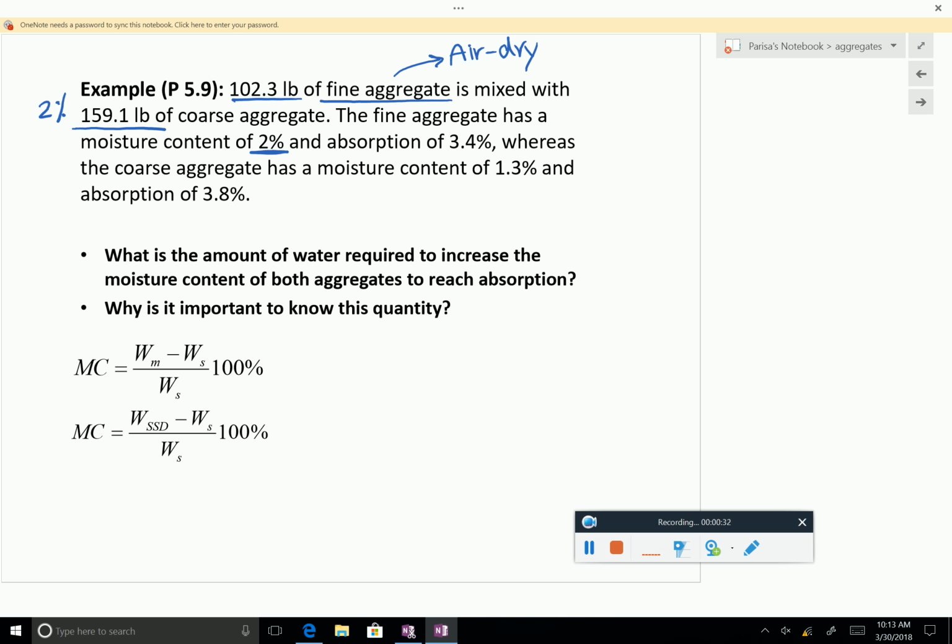And coarse aggregates. And the moisture content for the fine aggregate is 2%, and for the coarse aggregate is 1.3%. So this means that these aggregates are at what state of moisture? Are they oven dry? No, they are air dry. So when it doesn't say, you always assume that the material is air dry. So we want to find out how much water you need to bring the mixture to saturation.